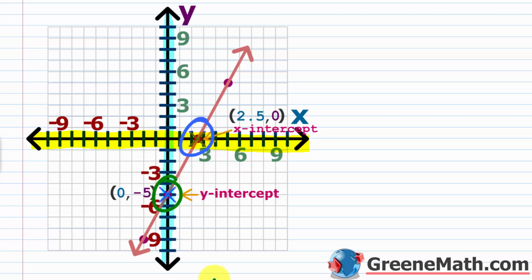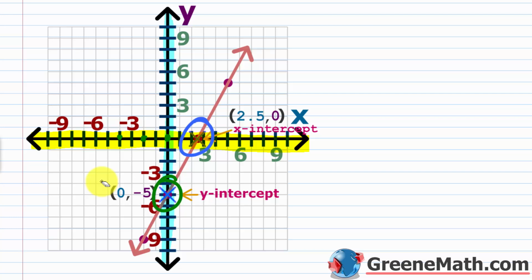Now, I want you to notice something, and this is very important, something you definitely need to know. When you look at the x-intercept, where is y in terms of its coordinate when you're on the x-axis? Well, it's always going to be a 0, right? If I think about my y values, if I'm on the x-axis, basically I'm here or I'm here or I'm here. My y value is always 0.